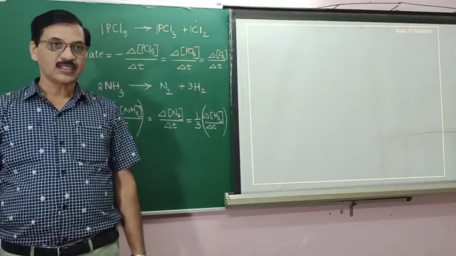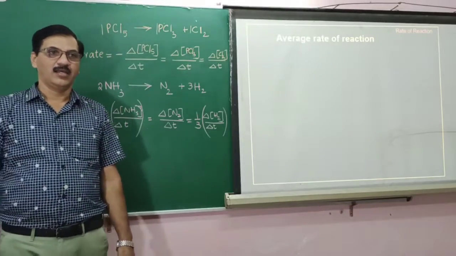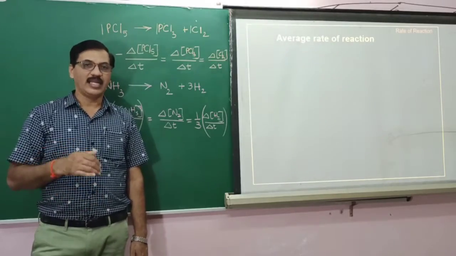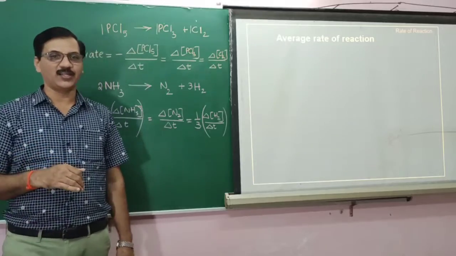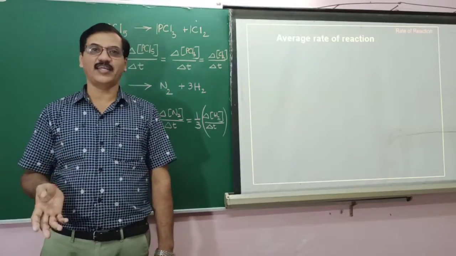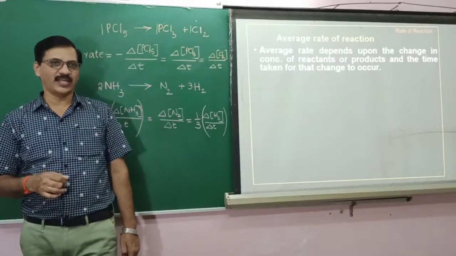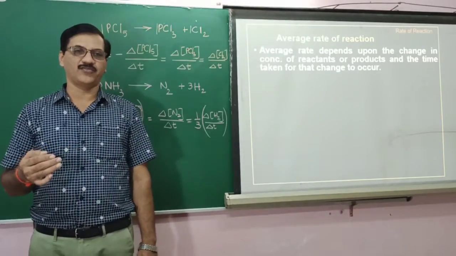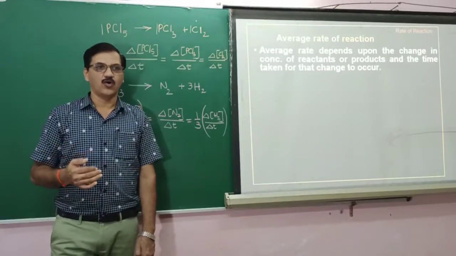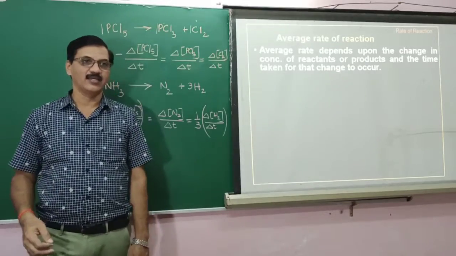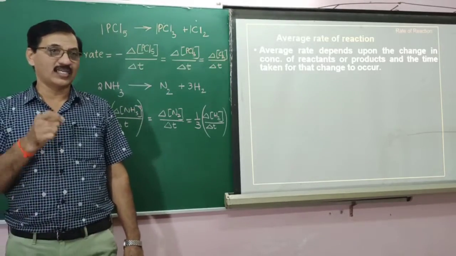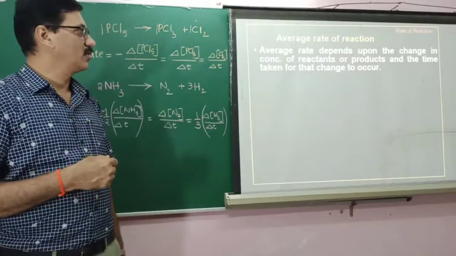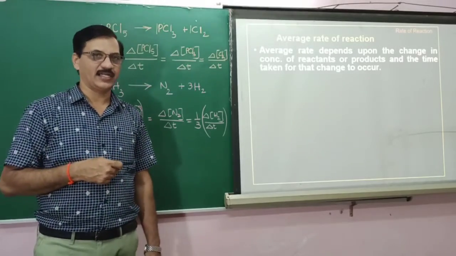Okay, then let us see, there are two ways of expressing the rate of the reaction. One is the average rate of the reaction, and another one is instantaneous rate of the reaction. What is this average rate? Average rate depends upon the change of concentration of reactants or products over a time. Usually it is taken over a large extent.